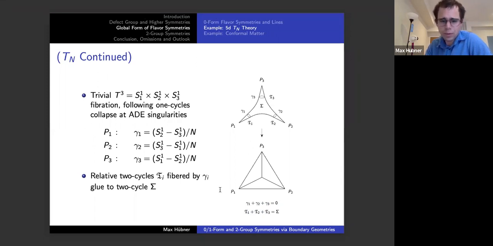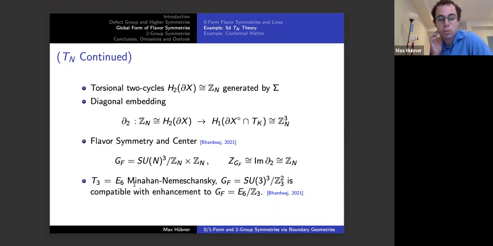And the flavor Wilson lines are constructed by wrapping M2 branes on this sigma. So this is enough information to completely solve what I laid out before. So we just saw that we have torsional 2-cycles of degree n in the boundary generated by this sigma. There is a diagonal embedding into the naive flavor center. And so the flavor symmetry must take this form. It's SU(N) cubed mod Z_n squared, where this quotient is exactly such that the diagonal Z_n in here survives.